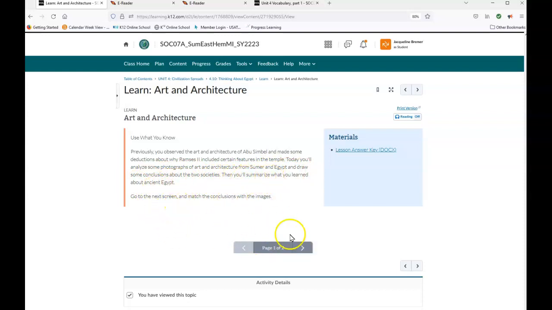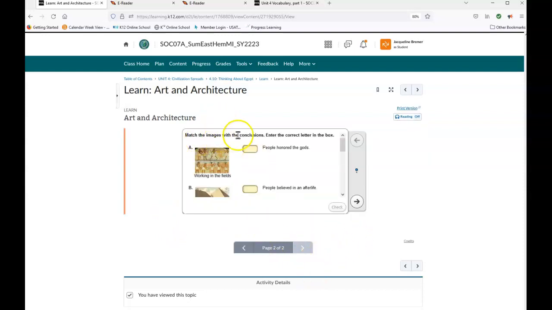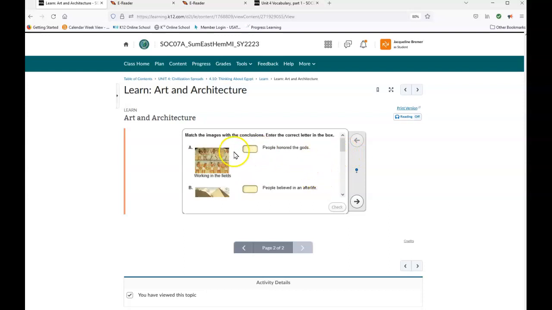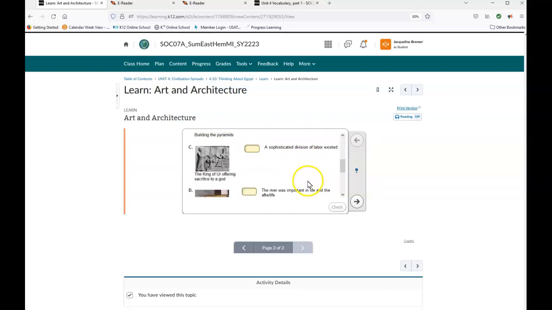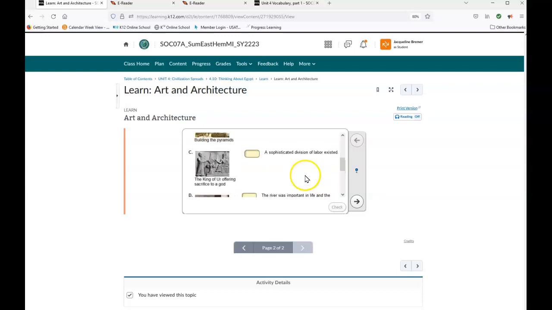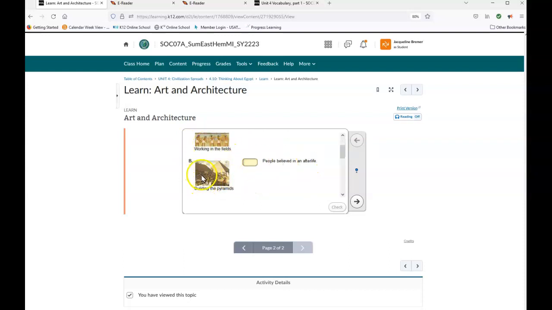Okay, so let's go to the next screen to match those conclusions. So right here, match the images with the conclusions. And you have to notice that you have to scroll down. So, working in the fields, are they honoring the gods? Are they believing in an afterlife? There's a division of labor. The river was important. The job required large numbers of workers. What would be the best? And you're going to put the letter in the box. Okay, if you're not sure, go to the next one.